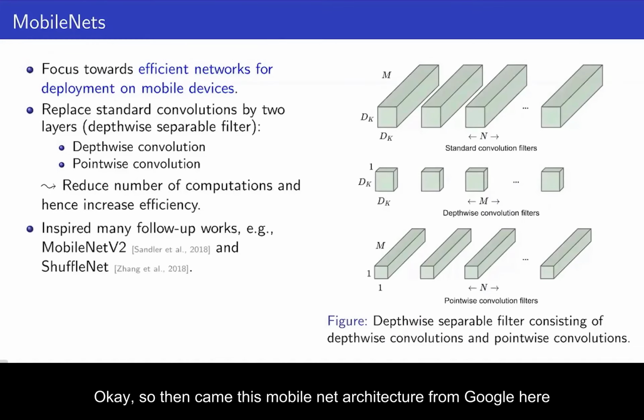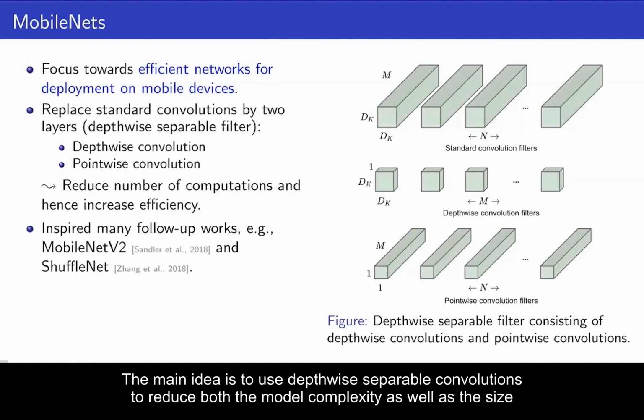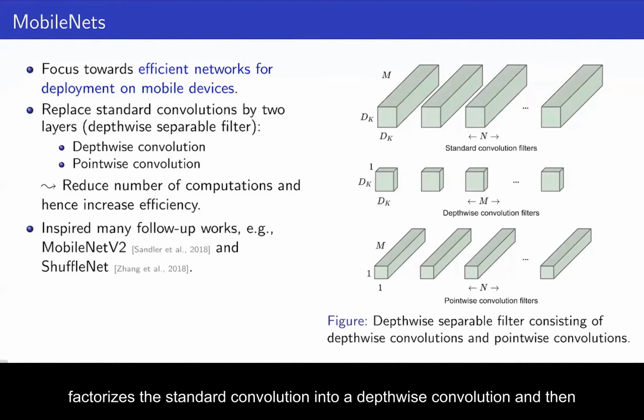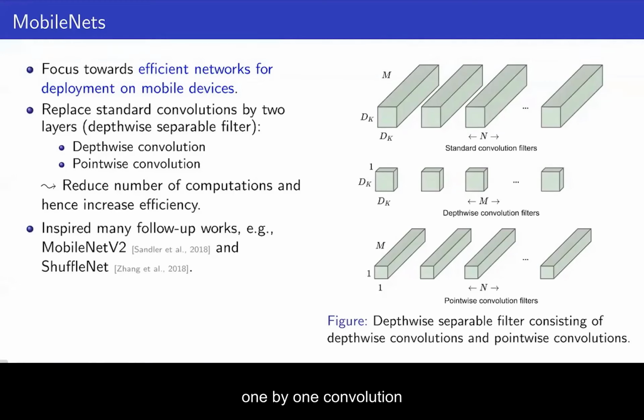Okay, so then came this MobileNet architecture from Google. Here, the main idea is to use depth-wise separable convolutions to reduce both the model complexity as well as the size. So we learned about these depth-wise separable convolutions in the CNN lectures before. Just as a short recap, it basically factorizes the standard convolution into a depth-wise convolution and then a 1x1 convolution.